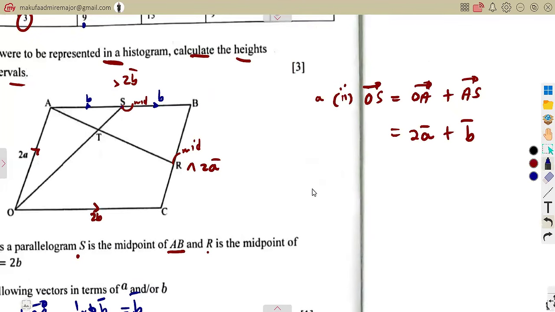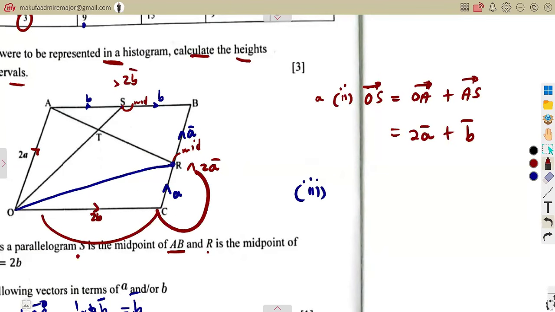From O to R, we're going to consider again the distance given. Remember, if you consider O to R, this is it. So you're going to have OC, CR. CR is just, remember, R is the midpoint. So CR, just like AS, is half of CB, which is half of 2A. So half of 2A is equal to A. This is A. This is also A. So we can calculate this vector from O to R because the route is going to be OC plus CR.